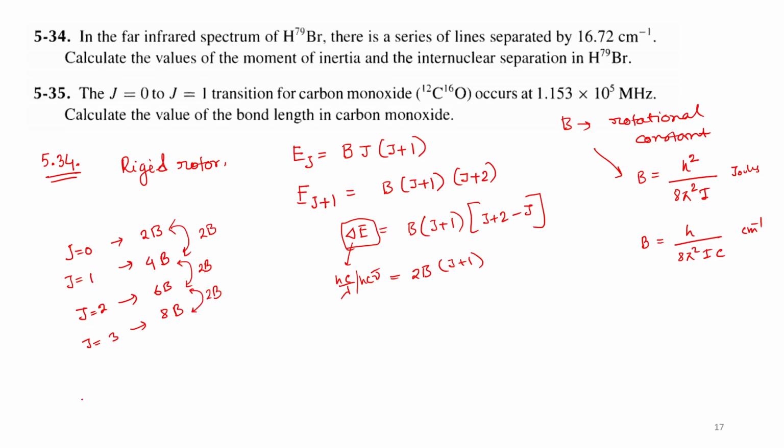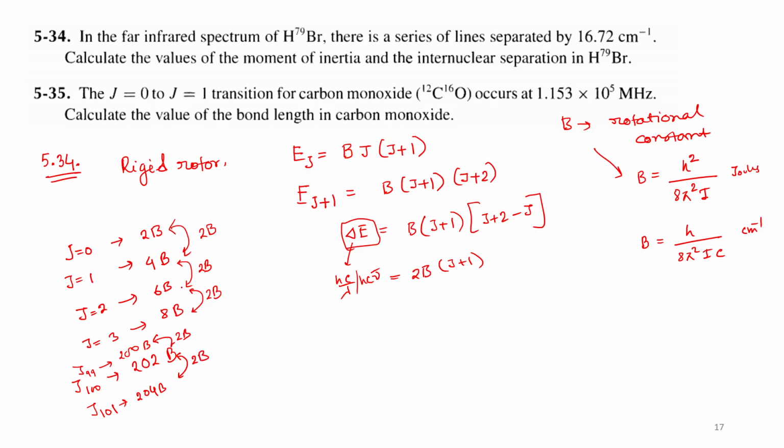Suppose I am going to take j equals 100. What is the thing which is going to come? 100 plus 1, 100, 200, 2b. What about j equals 101, j equals 99 maybe, 200b. And for 102, 204b. See, even there the gaps are 2b.